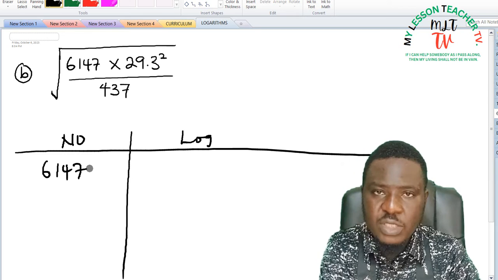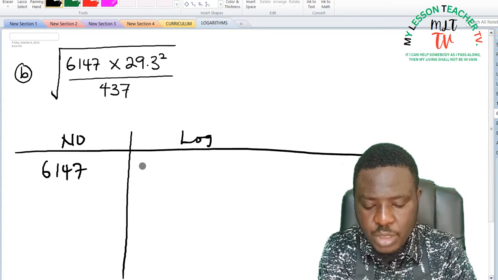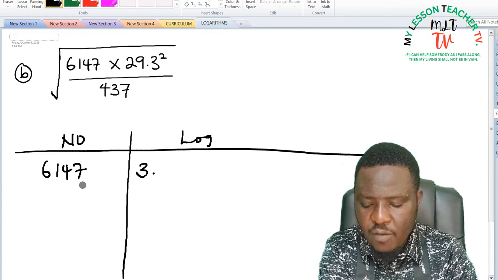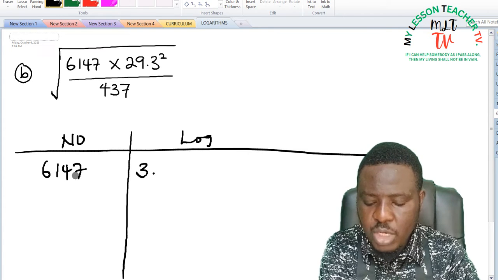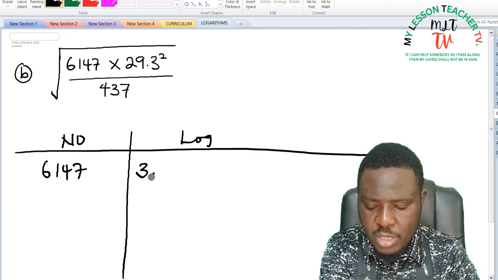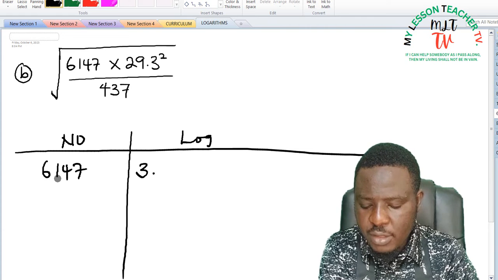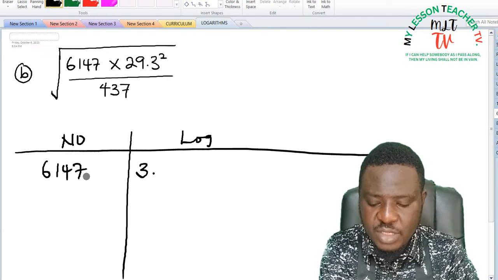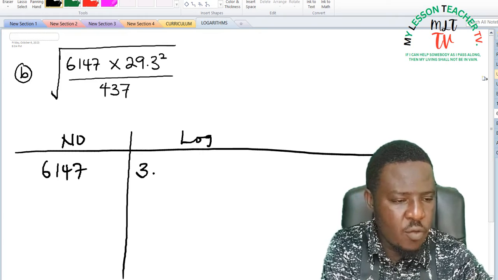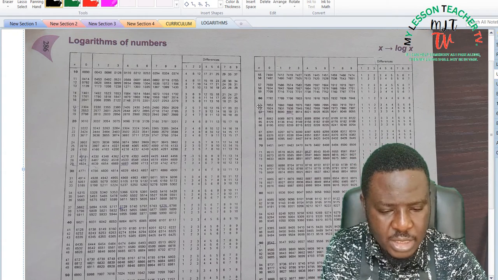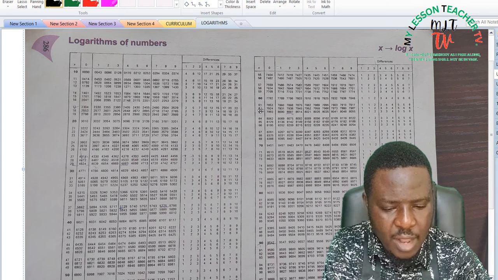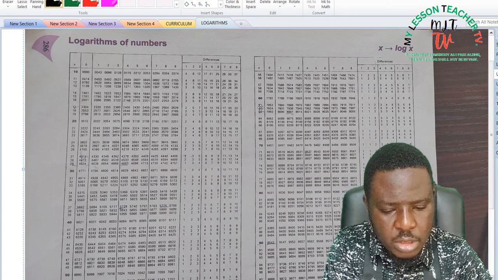So this is 6147. 6147 in numbers is going to be 3 point. Remember, we have 4 digits because these are all whole numbers. So subtract 1 from 4, it gives you 3. We then look for 61 under 4, difference 7. What is 61 under 4? Go to your logarithm table. 61 under 4, 61 is here on the second half of the board.